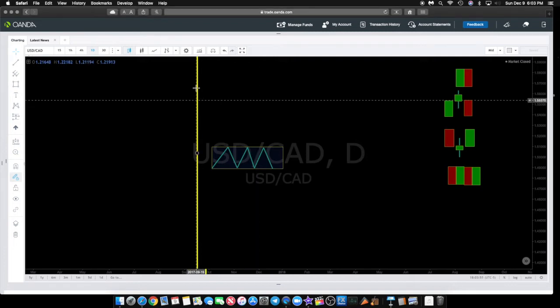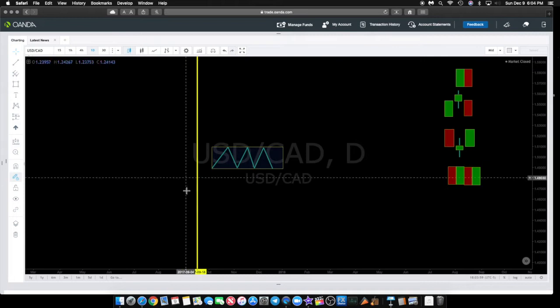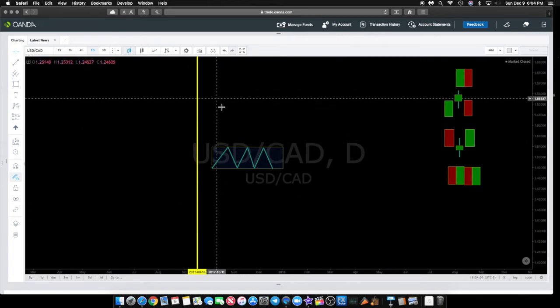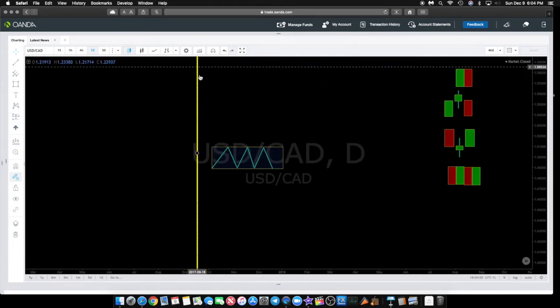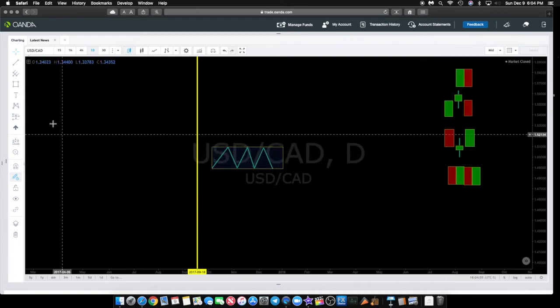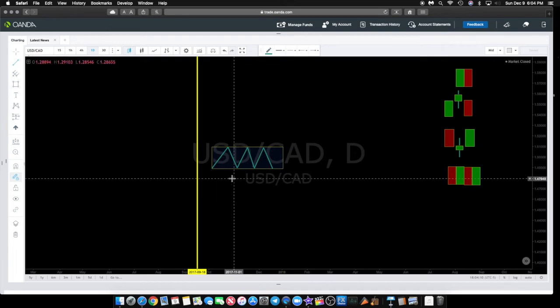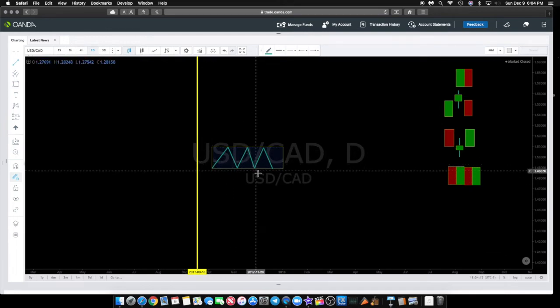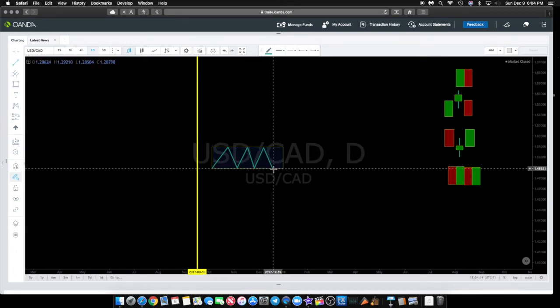All right, we're going to start off with the same thing. Yellow line is the beginning of the day. And then this is our Asian range, right? And so as price moves up and down, up and down, up and down, right?